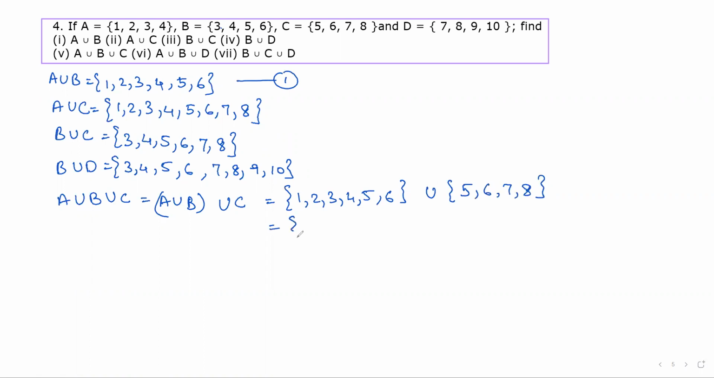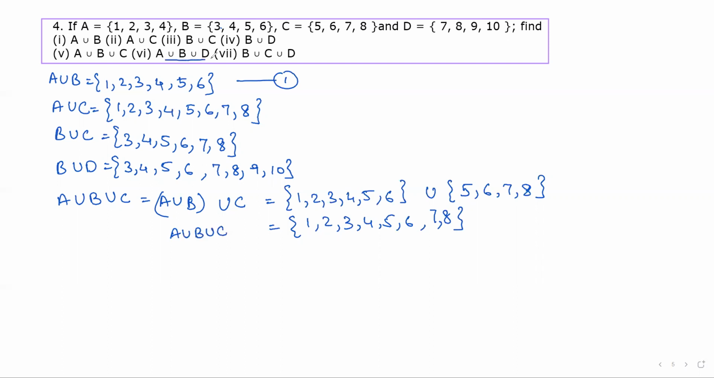So uniting them means you mention all the values of the first set as it is. Now the second set: 5 is present, 6 is already written, 7 and 8 are to be added. This is A union B union C.